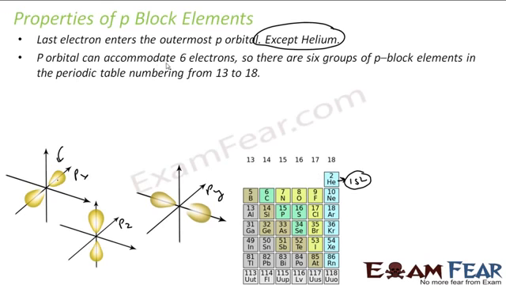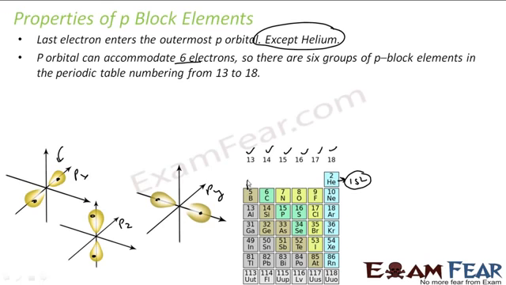So the p orbitals can accommodate 6 electrons, as I told. 1, 2, 3, 4, 5, 6. And thus we have 6 groups of p block elements. There's a good question: why do we have 6 groups? For example, the s block has two groups, my group 1 and group 2. But in the p block, there are 6 groups. The good question is, why are there 6 groups? Six groups because the p orbital can accommodate 6 electrons.